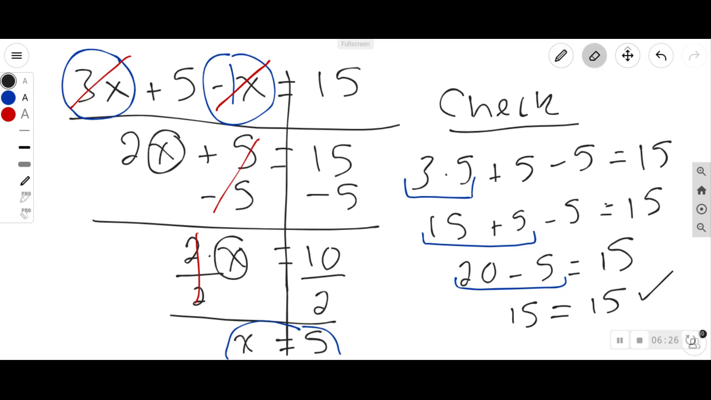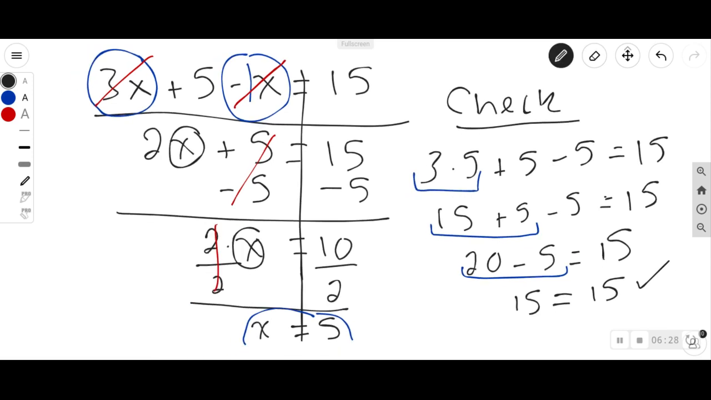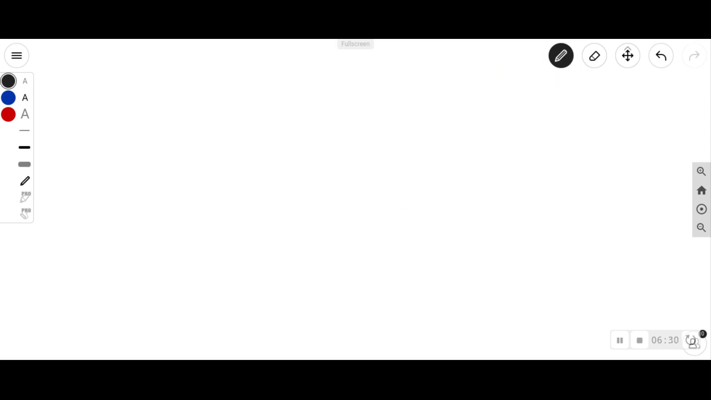Now we're going to look at another, a bit more involved problem, and we're going to look at a couple of shortcuts, especially in the check. There are going to be a couple of shortcuts that we'll use here. So first we're going to have 2 minus 4x plus 3 minus 2x.